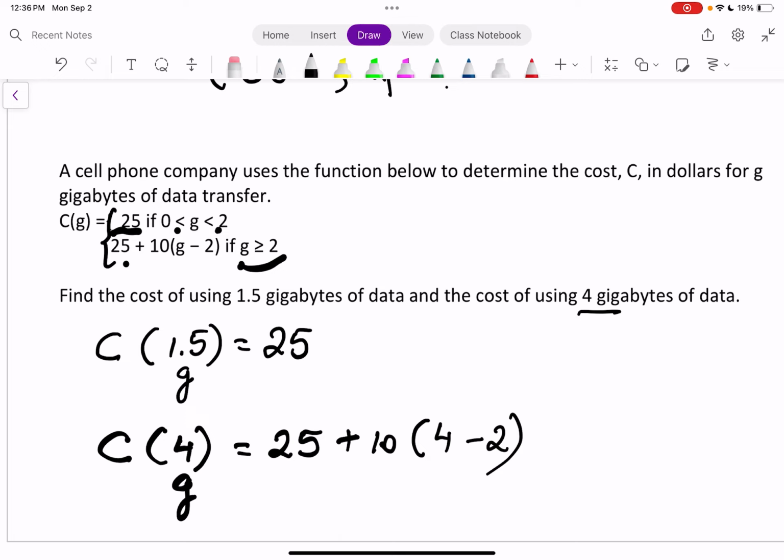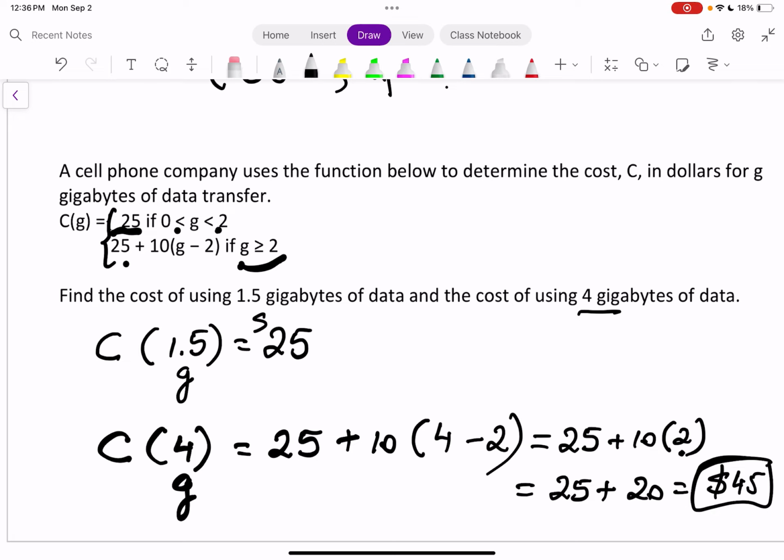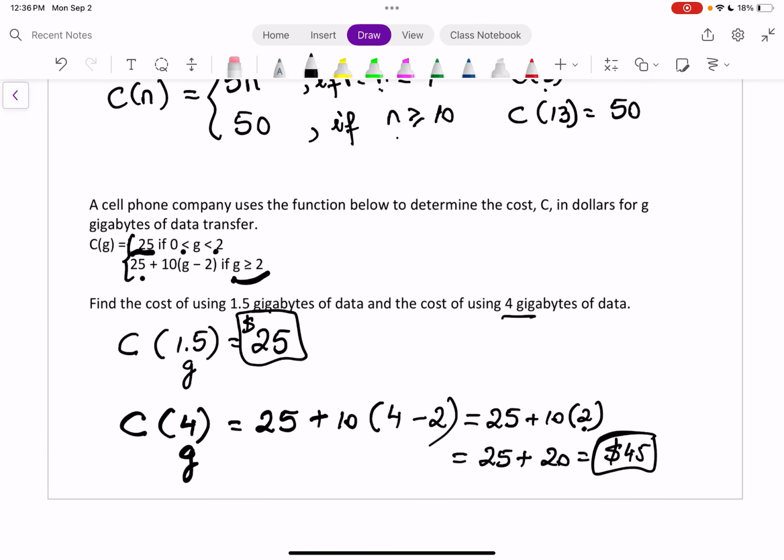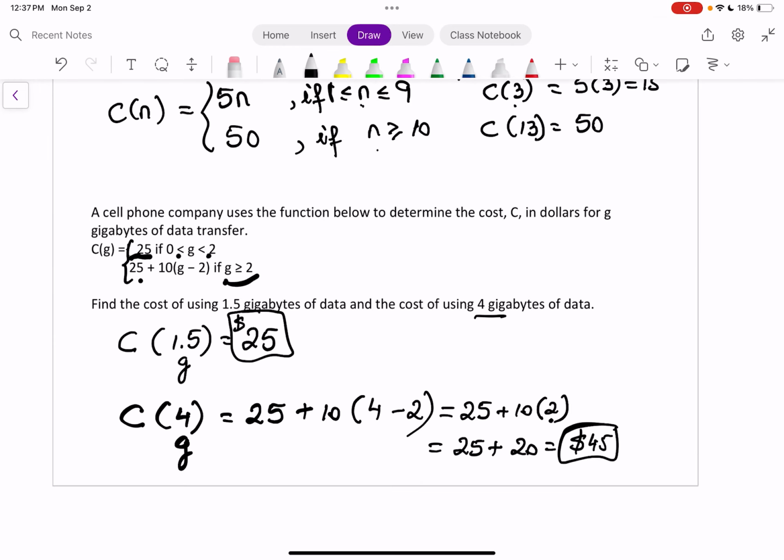And again, that's why we practiced last week a lot of evaluating expressions. You can put this easily in your calculators, or you can use the order of operations, hopefully properly. So you're paying really $25 for the first 2 gigabytes, as I said. And then for the next 2 gigabytes that take you to 4, you're paying $10 each, for a total of $45 cost. Okay, so that's how piecewise defined functions work. You have different definitions for different parts of the number line. All right, this is it.